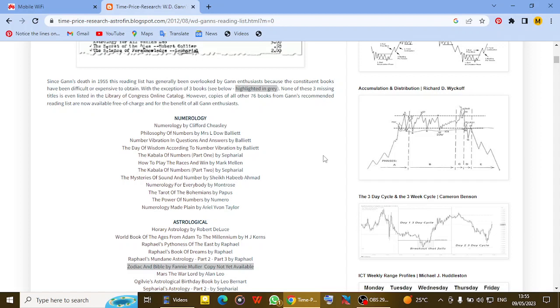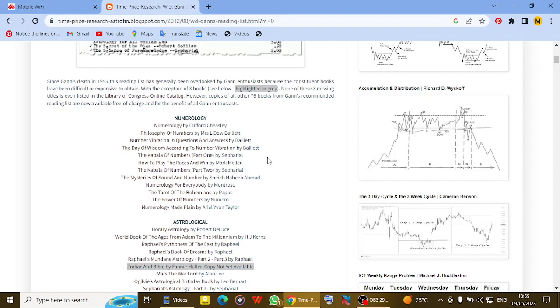So first of all, in neurology, the two books that are my favorite. First of all, the whole recommended reading book list, I have basically read all of the books. So with neurology, I think my favorites were the ones by Cefario, the Kabbalah of Numbers part 1 and part 2. Those were my absolute favorite in this category. So you can start with them.